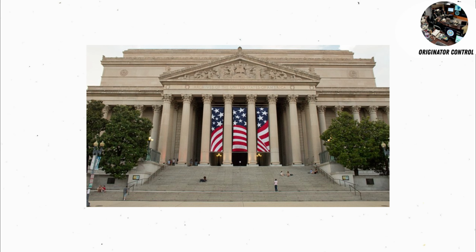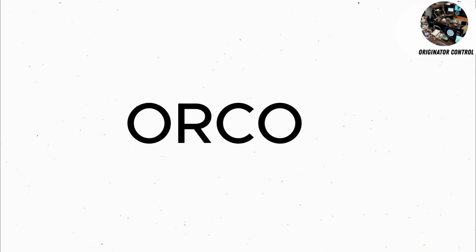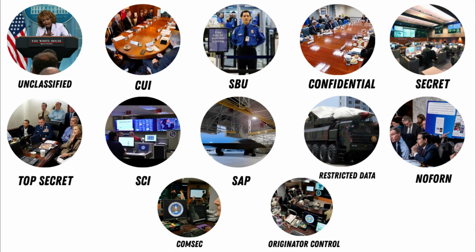For example, a CIA field report on a covert surveillance program might be marked ORCON. Even if another agency has access, it cannot release the report further without explicit permission. It matters because ORCON prevents damaging misunderstandings or unauthorized disclosures by ensuring the originator keeps control at all times.